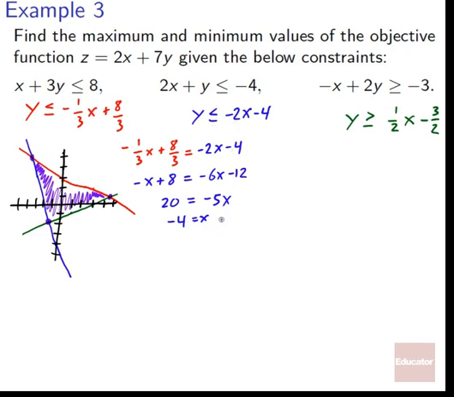We can plug this into one of the two functions. Let's go with the negative 2x minus 4, because that'll be easier. Once again, we can use it as an equality because we're looking for line intersection. We aren't worried about the inequality effect. We're worried about it as if it were a line because we only care about the vertex right now.